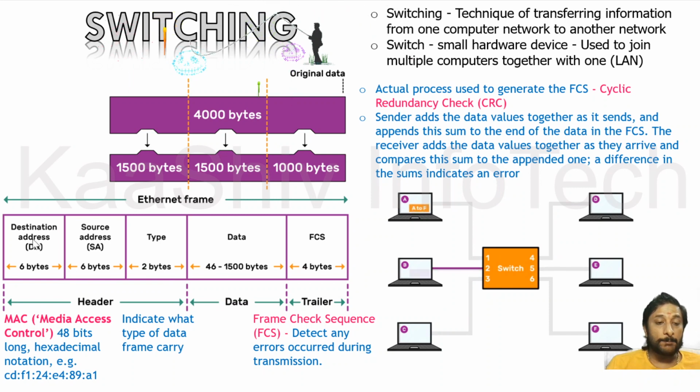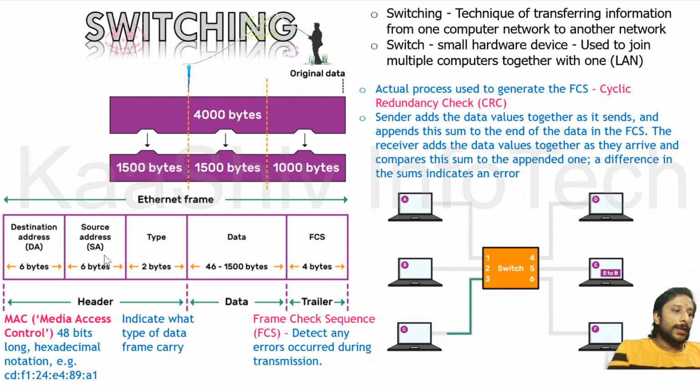And you have the MAC address, the media access control address. It is a 48-bit address, a kind of address. So the MAC address will be there: the destination MAC address and the source MAC address. Like when I'm sending a message.